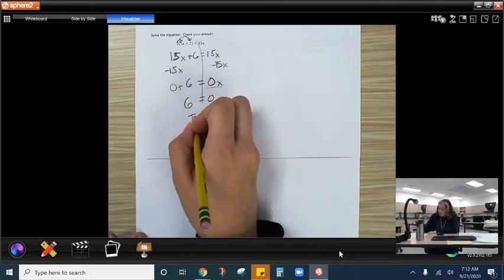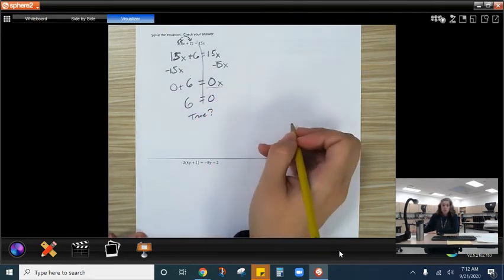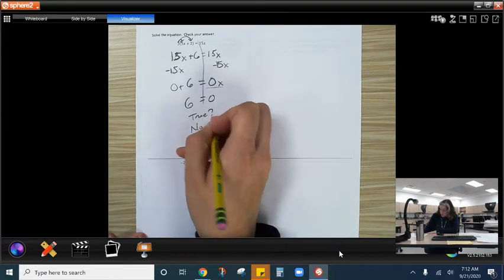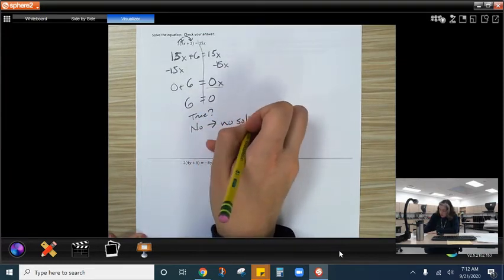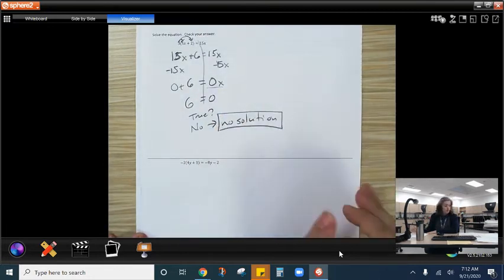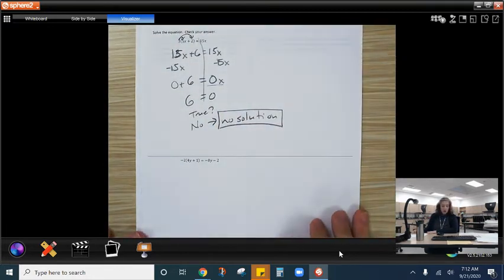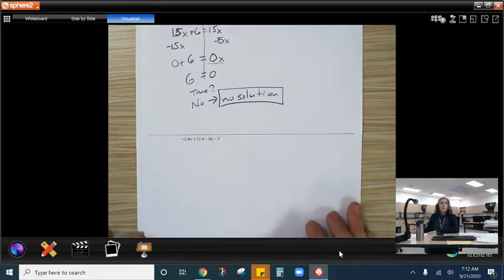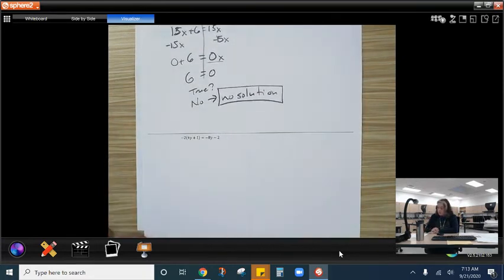So then we have to ask ourselves, is that true? No. So no solution. It also means that there is no check to do. So that can be kind of nice sometimes. All right, the next one that we want to look at is right down here.